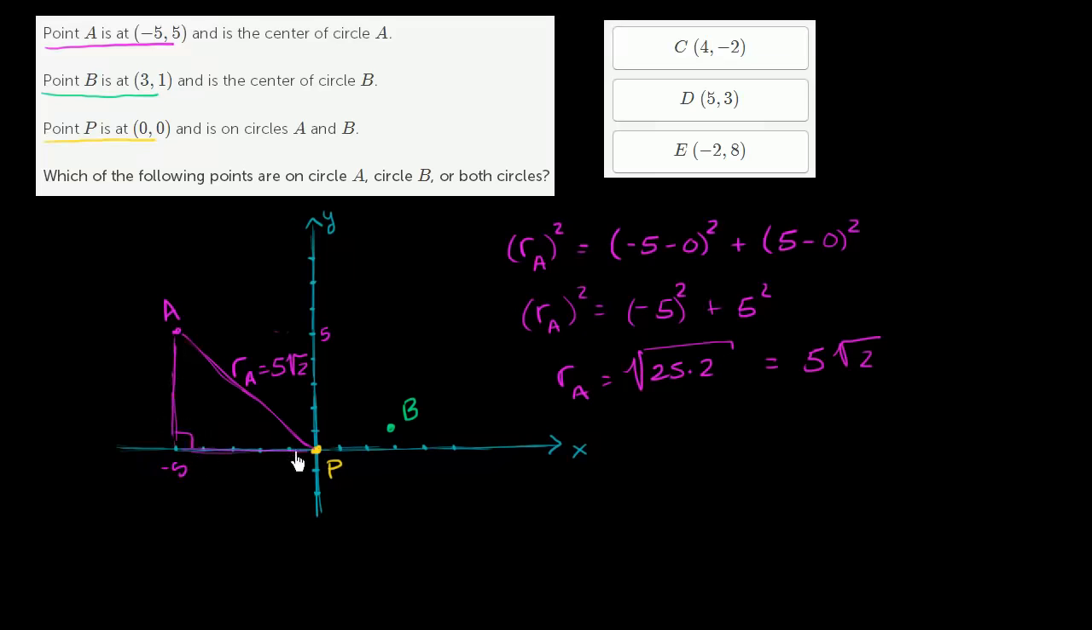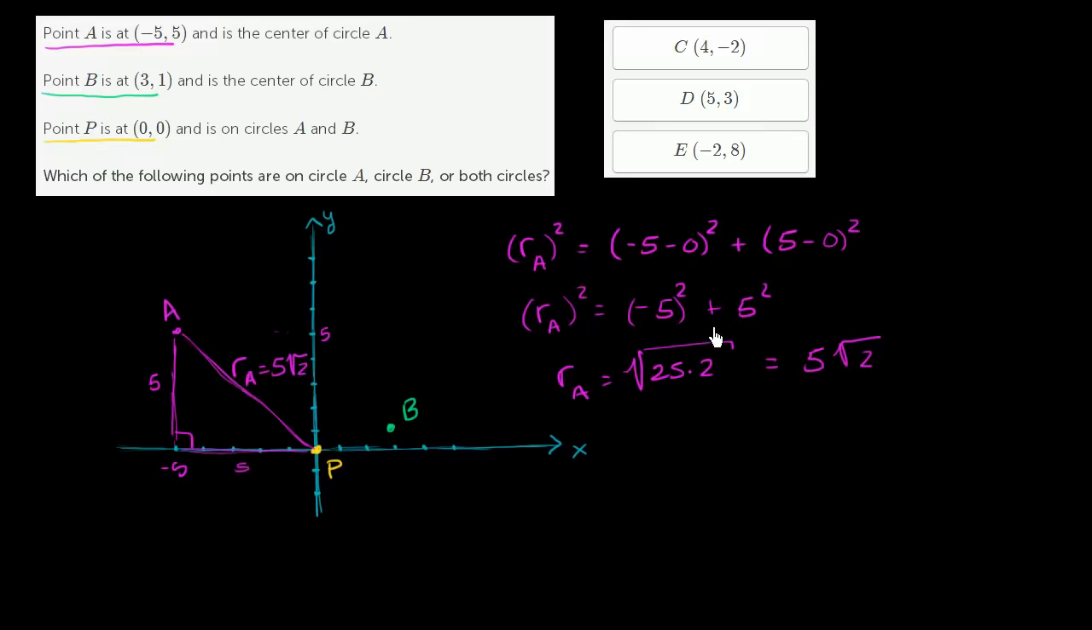then we can look at this distance. This distance would be the absolute value of negative 5 minus 0. Or you could say it's 0 minus negative 5. This distance right over here is 5. This distance is the distance between 0 and 5 in the y direction. That's 5. Pythagorean theorem tells us that 5 squared, which is 25, plus 5 squared, another 25, is going to be equal to your hypotenuse squared. And that's exactly what we have here.